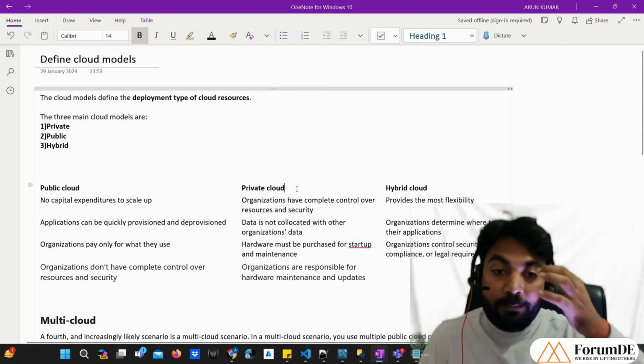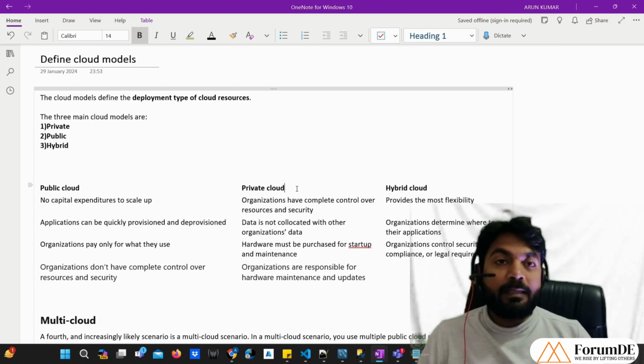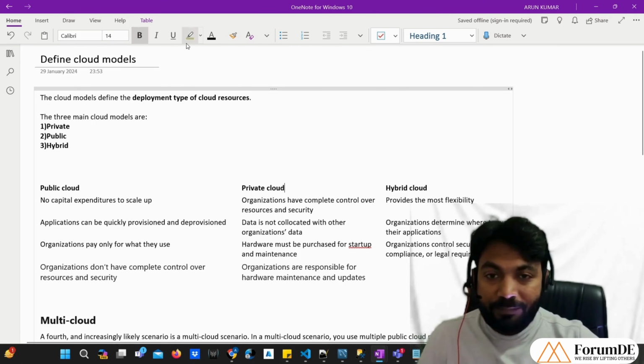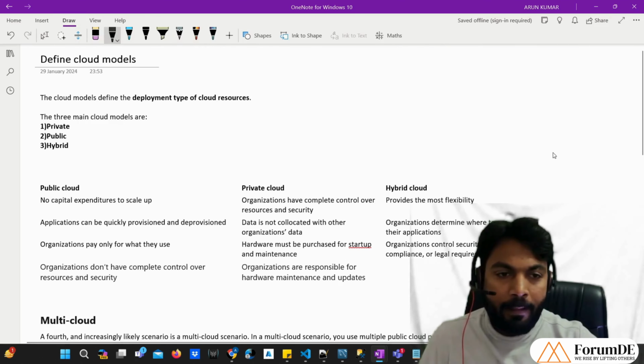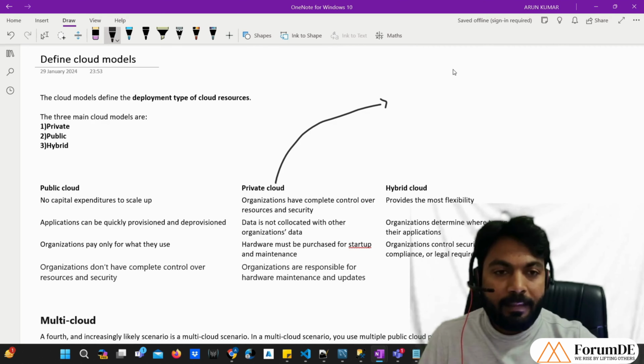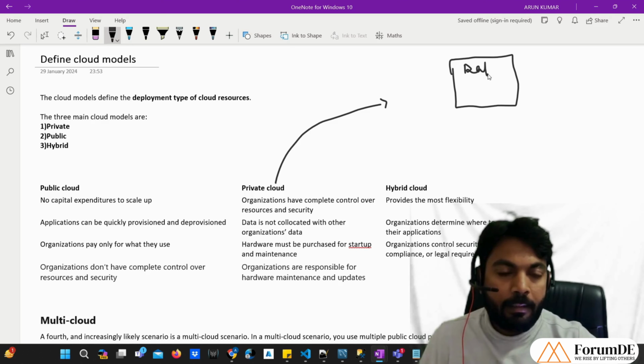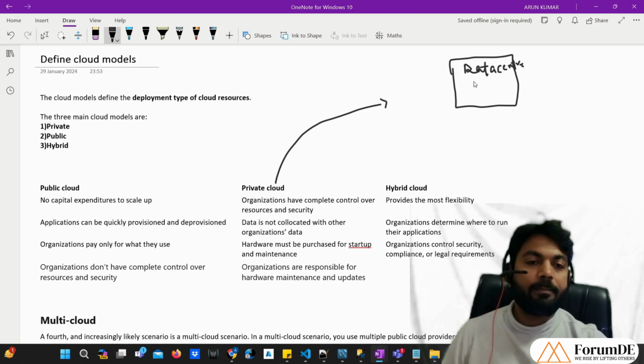Now let's come to the private cloud. What does private cloud mean? In a private cloud, companies make their own data center. It means all their servers are present in this data center.